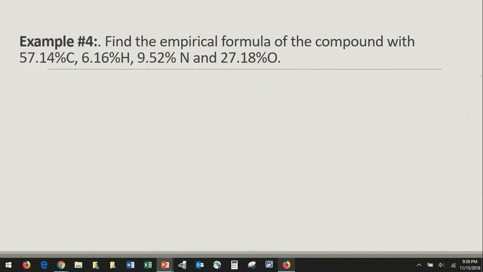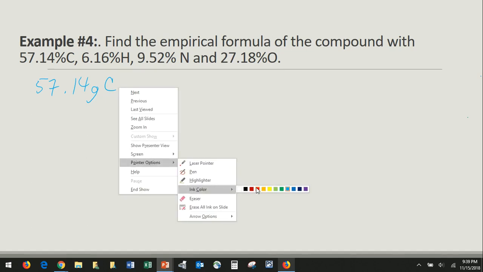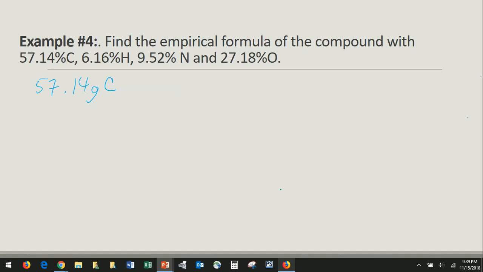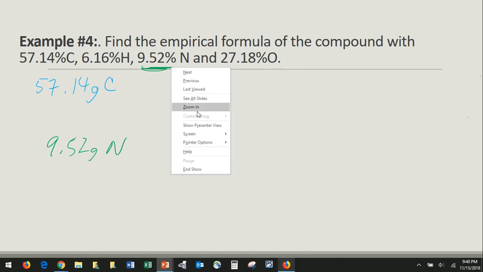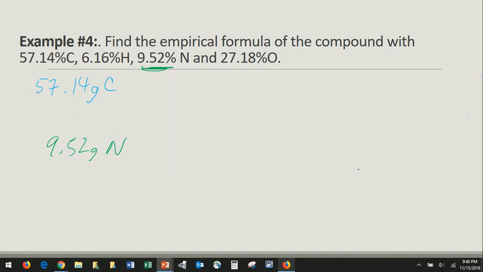All right. Here's another one. So we have, in this case, 57.14% carbon. So we're going to call that 57.14 grams. And we're going to turn the nitrogen into grams as well. So 9.52 grams of nitrogen. So we're taking that percentage and just turning it to grams. And then we're going to take the oxygen, which is 27.18%, into 27.18 grams of oxygen.